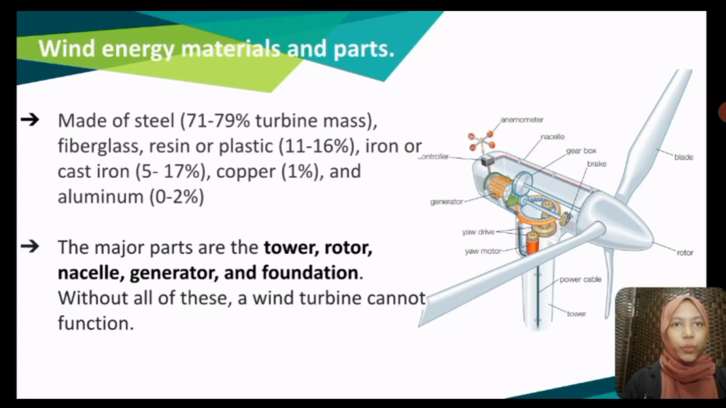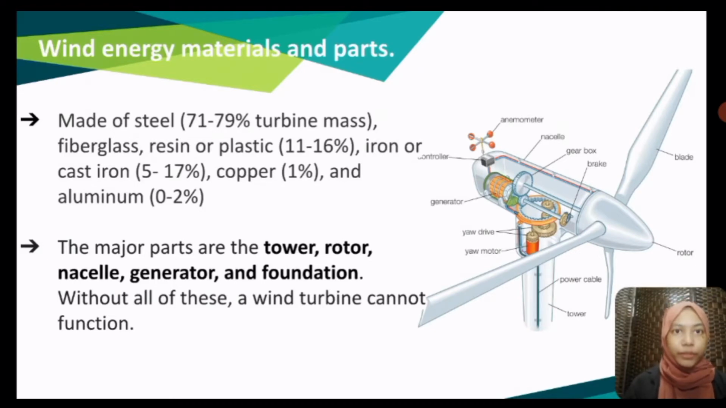So, what are wind energy materials and its parts? So this is a wind turbine and it is made of steel, fiberglass, resin or plastic, iron or cast iron, copper and aluminium. The major parts are the tower, rotor, nacelle, generator and foundation. Without all of these, a wind turbine cannot function. So I would like to talk about each of the parts.